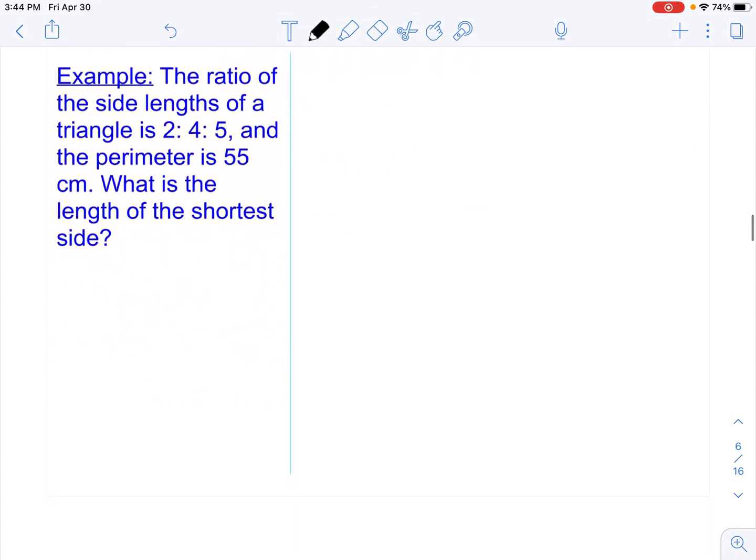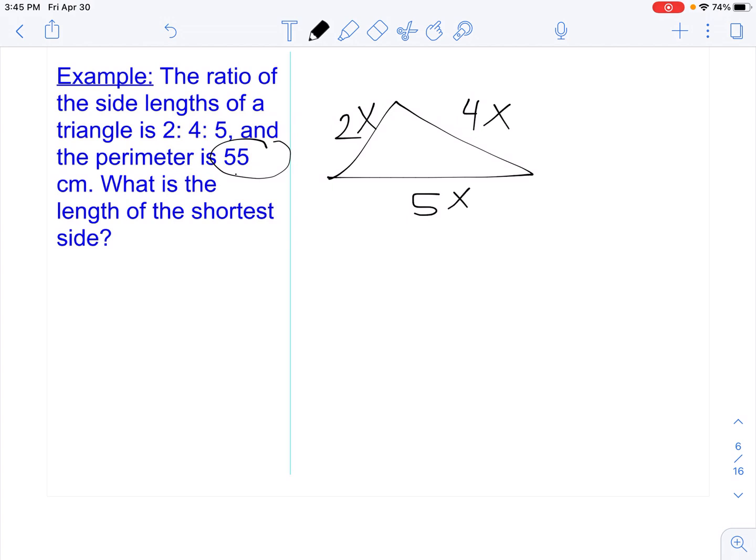Here's an interesting example. The ratio of the side lengths of a triangle is 2 to 4 to 5, and the perimeter is 55 centimeters. What is the length of the shortest side? So if we think about a triangle, it doesn't necessarily mean that the sides are 2, 4, and 5, because 2 plus 4 is 6, 6 plus 5 is 11. That's not 55. It means that it's been reduced by some factor in every side.